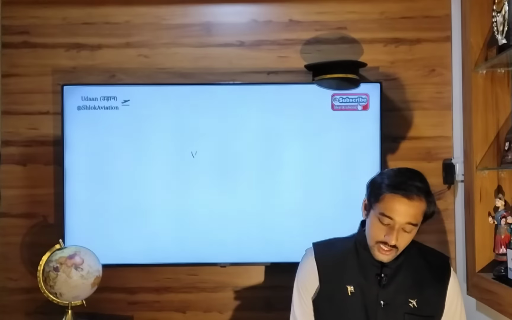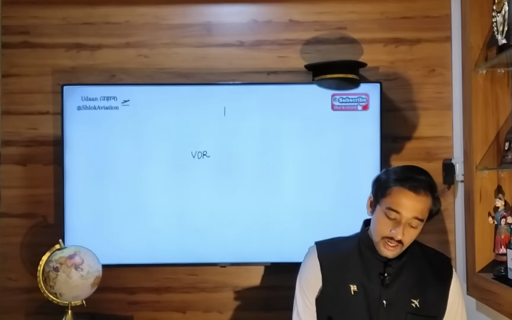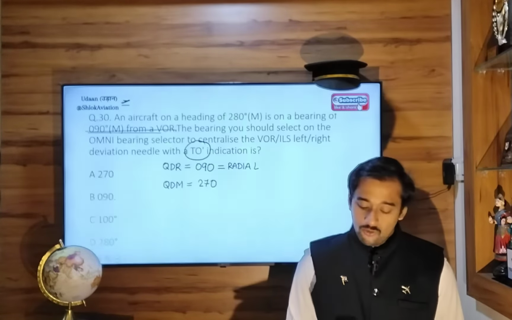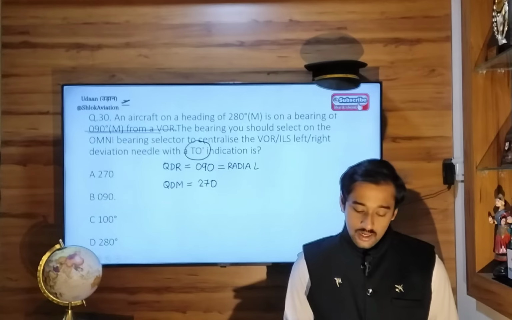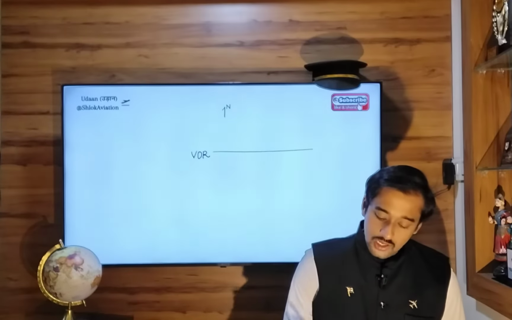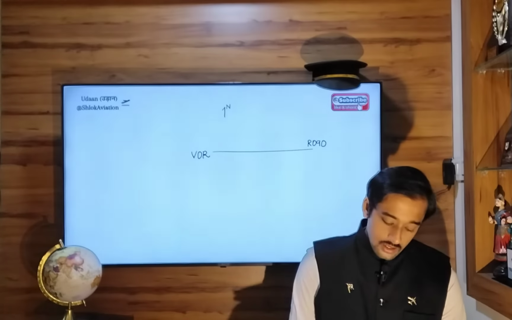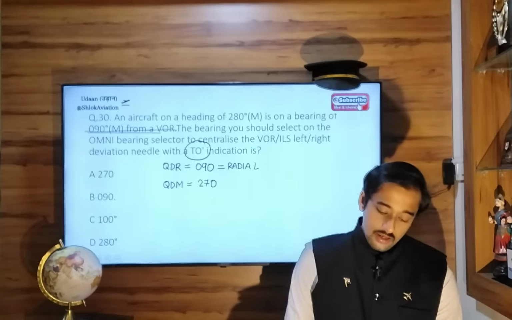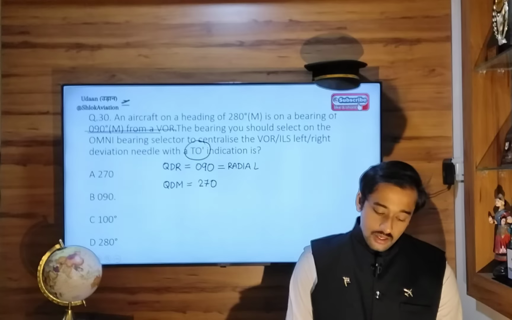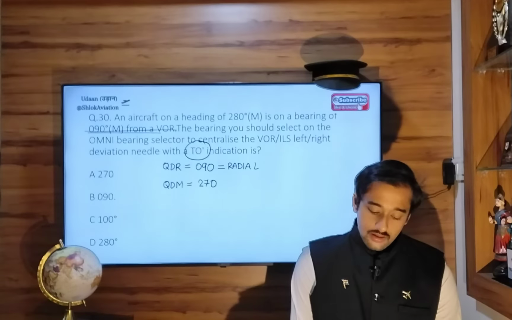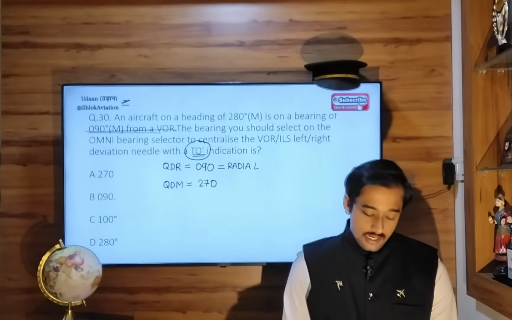This is your VOR station. This is your north datum. Now aircraft is on what radial? It is on radial 090. So let's draw this radial 090. Okay. The opposite of it will be radial 270. Now you want a to indication. The question states you want a to indication.